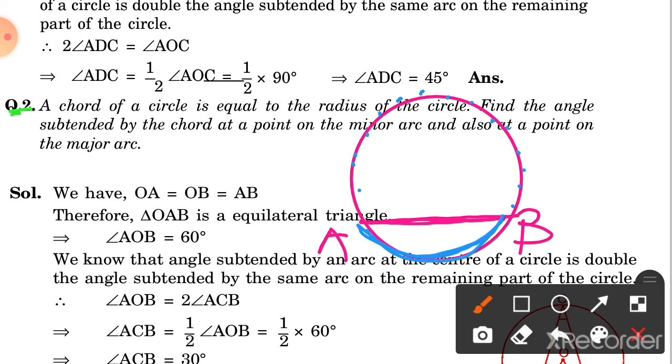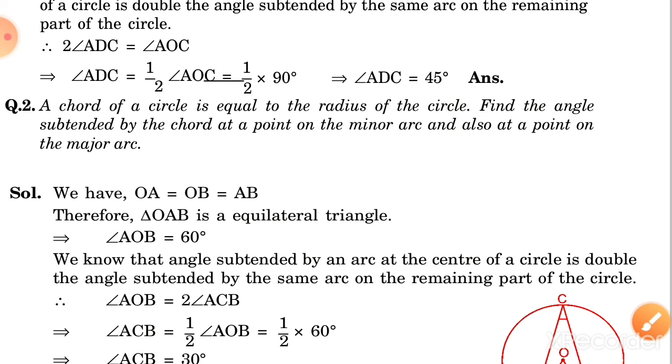what is the measurement of the angle if the point we take on the minor arc? So we need to find this angle, and if I take a point on the major arc, what is the angle between this chord? Correct? So we need to find this angle as well as this angle. Correct, students? So let's consider a diagram for this.